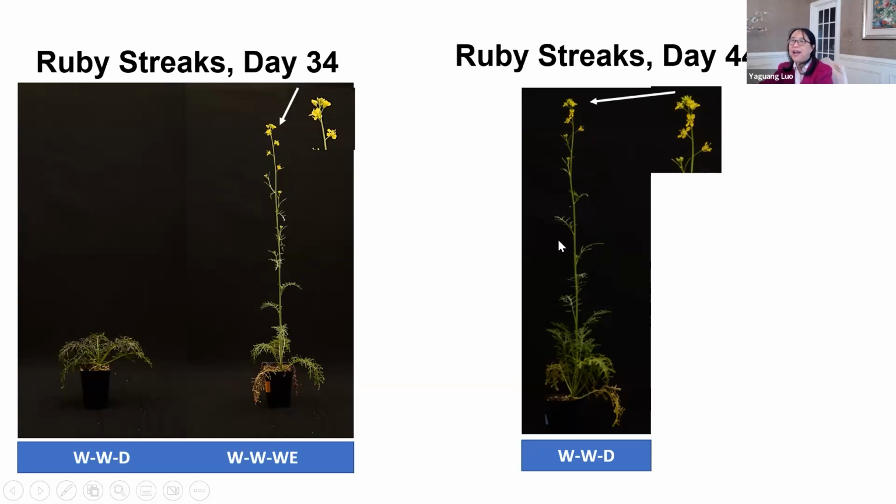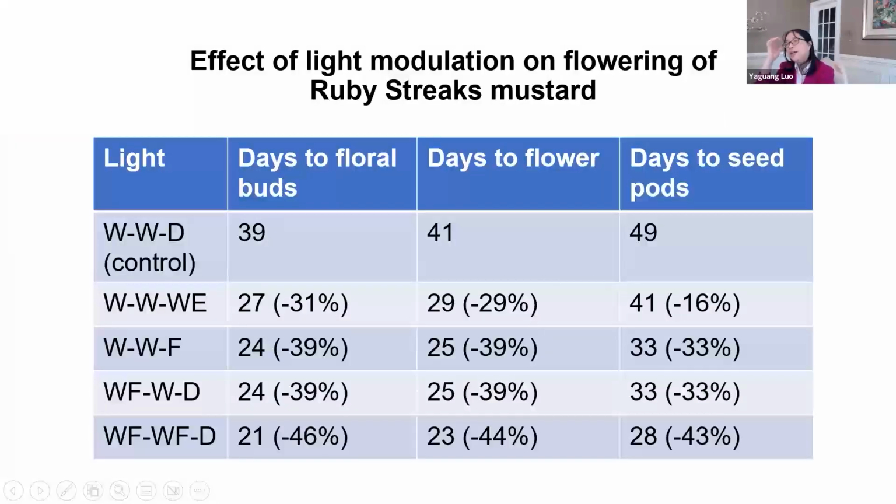So in recap, with the far red added, we started to see flowering at day 23, but the control did not show flowers until day 44. Here's the summary: the days to floral buds, to flowers, and to seed pod. Overall, we received a 39 to 46% reduction in days to floral buds compared to the white. Same for the flowers and the seed pod.